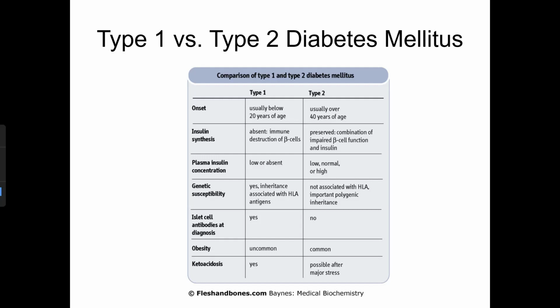And ketoacidosis: type 1, yes, it's very common. So if you're ever asked which type of diabetes ketoacidosis is more likely to be associated with, that's going to be type 1 diabetes. In type 2, it can happen possibly after a major stressor, but it's really not that common.